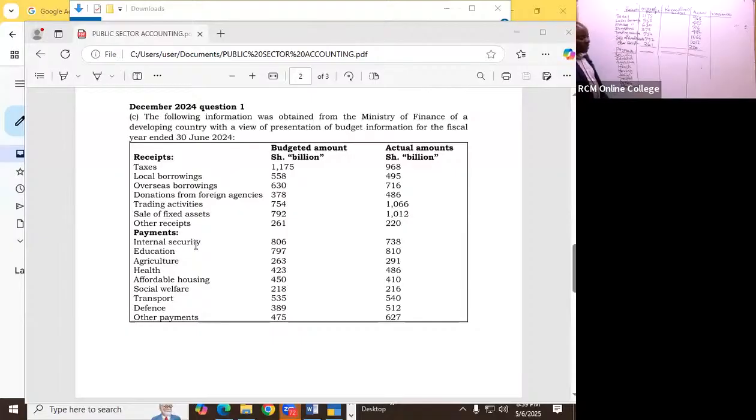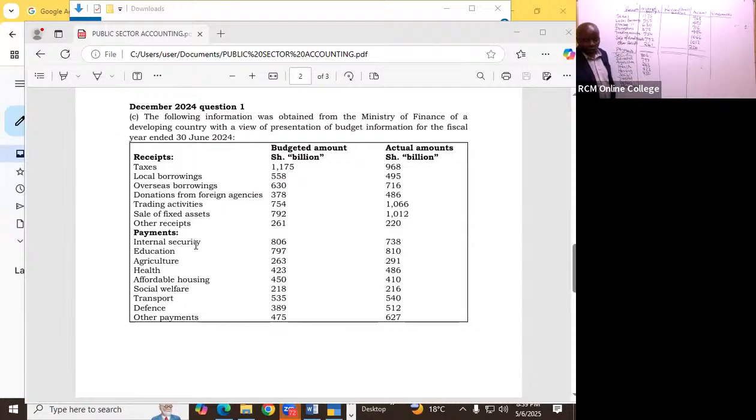Like under internal security, I can see 806. Education, I can see 797. From there, we have agriculture, 263. From there, we have health, 423, the budget side, original. Then we have 450 under housing.